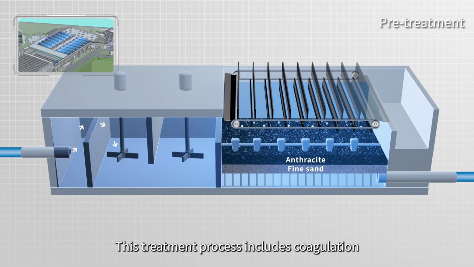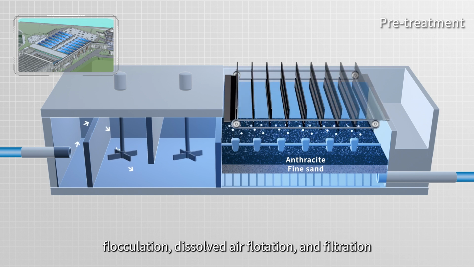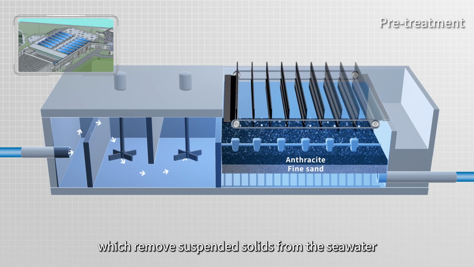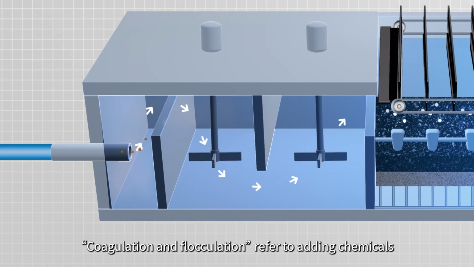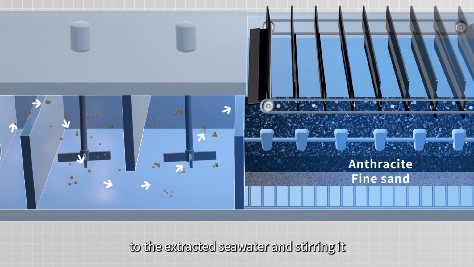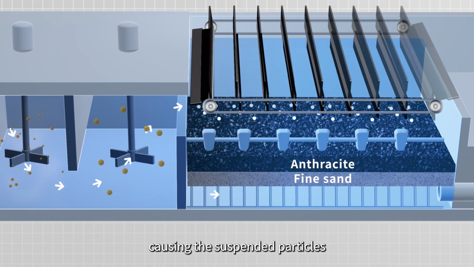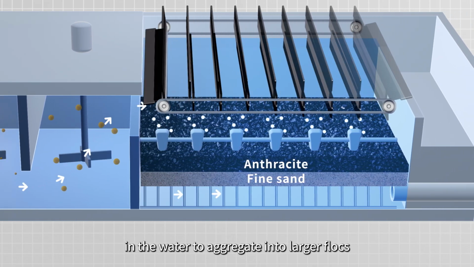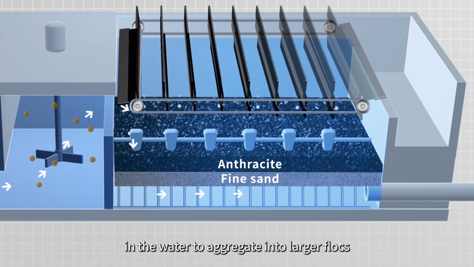This treatment process includes coagulation, flocculation, dissolved air flotation, and filtration, which removes suspended solids from the seawater. Coagulation and flocculation refer to adding chemicals to the extracted seawater and stirring it, causing the suspended particles in the water to aggregate into larger flocks.